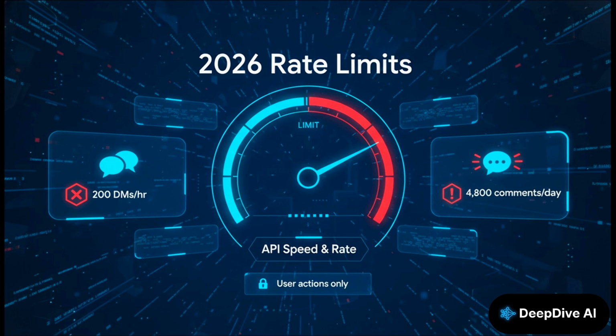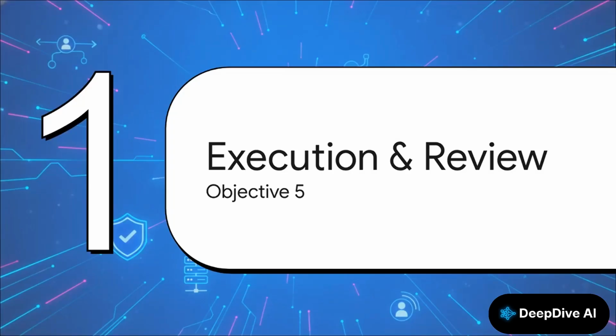Finally, we have daily speed limits. Do not exceed them. Instagram DMs are heavily capped at 200 per hour, and automated commenting is capped at 4,800 actions per day. You have to respect the speed limits or you will lose your license to automate. Let's move to Objective 5 and see how this all builds into execution and app review.